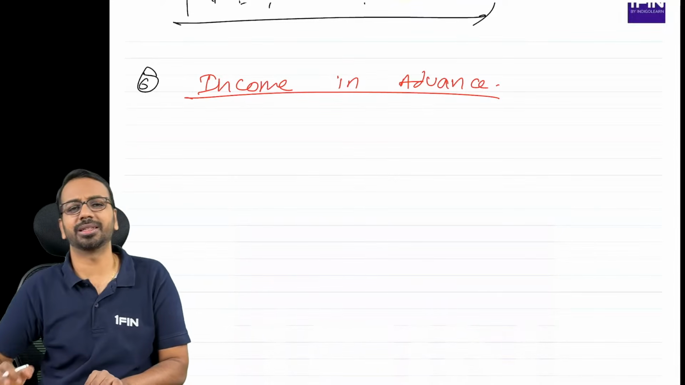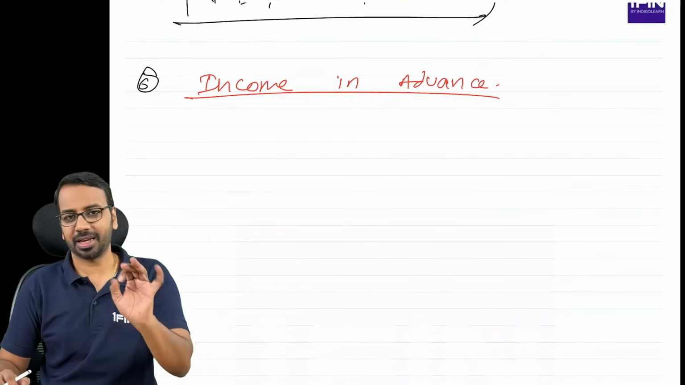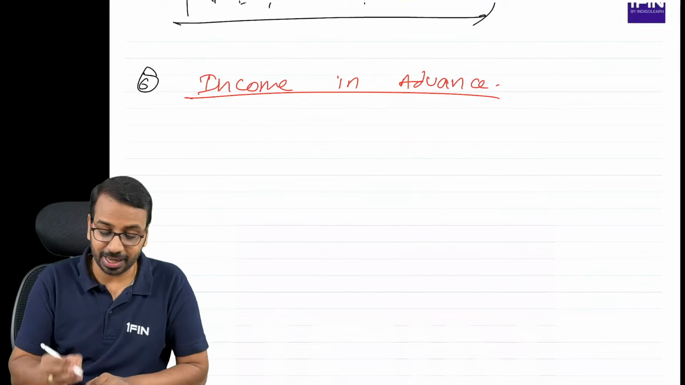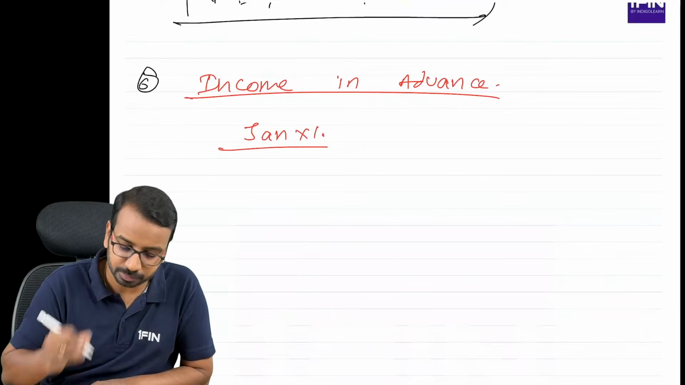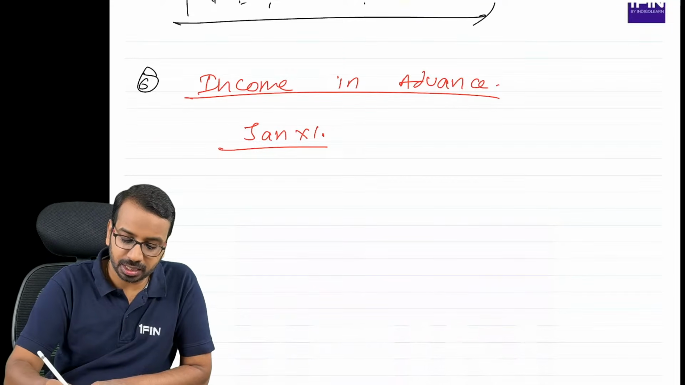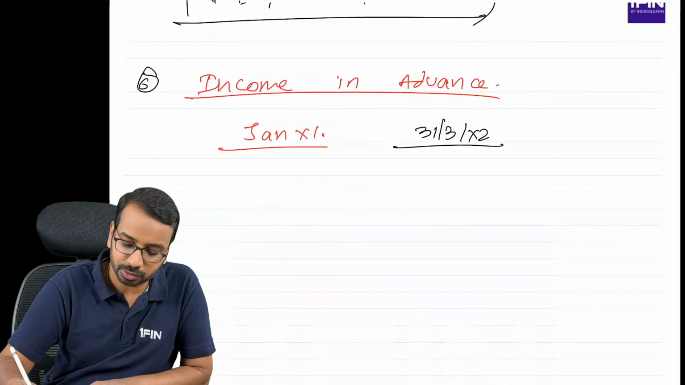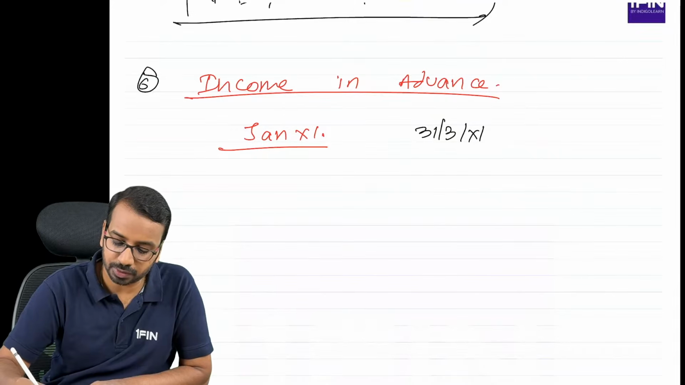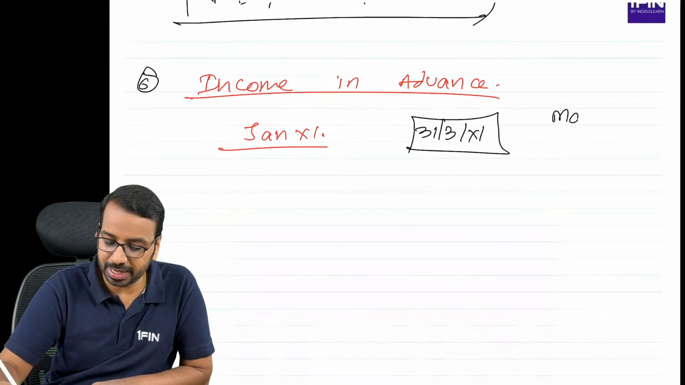I'll give a very simple example. All of you have taken classes for a particular attempt. Okay, you have taken classes for a particular attempt. Now, when you have taken classes for a particular attempt, let us say currently we are in the month of January of year 1. Now, our financial year ends on 31st of March of year 1, not 2, sorry. It ends on 31st of March of year 1. And you have taken classes for May attempt.